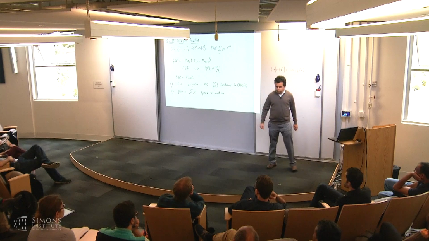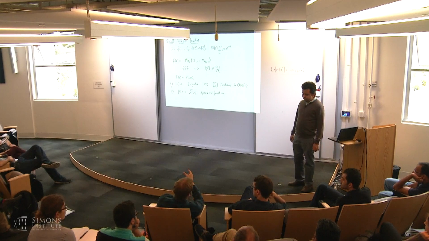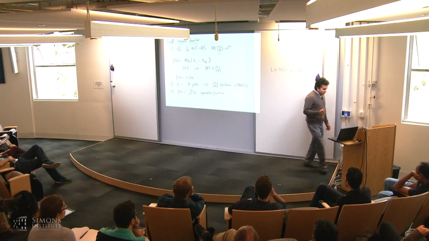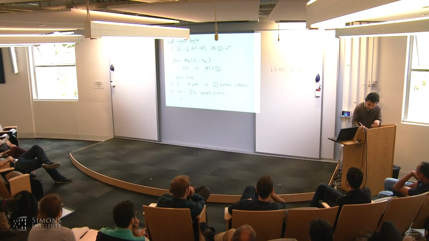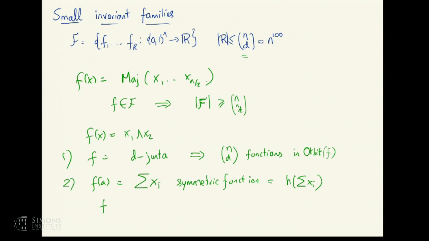If it's a function depending on n variables that's symmetric, it's a function depending on the sum, because it's 0, 1. Yes, that's a good point. Since we are on the Boolean hypercube, any symmetric function is essentially h of summation xi. And you could do something slightly more complicated. You could mix the two. Basically, you can have f of x be a function of some subset of D coordinates and the sum of all the coordinates.